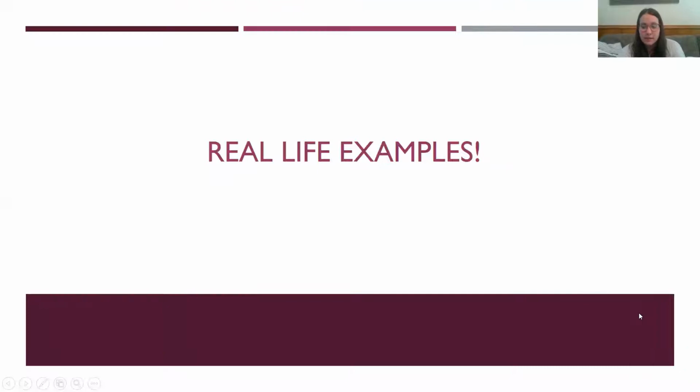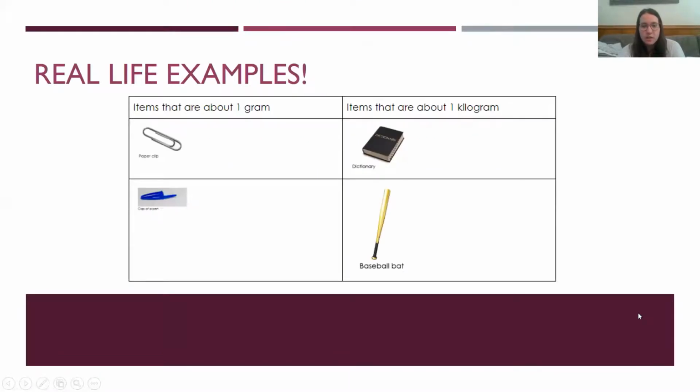All right, real life examples, and then here's my chart. You can see that items that are about 1 gram would be a paper clip or the cap of a pen, and items that are about 1 kilogram would be a dictionary, that's just an example of a big book, or a baseball bat.